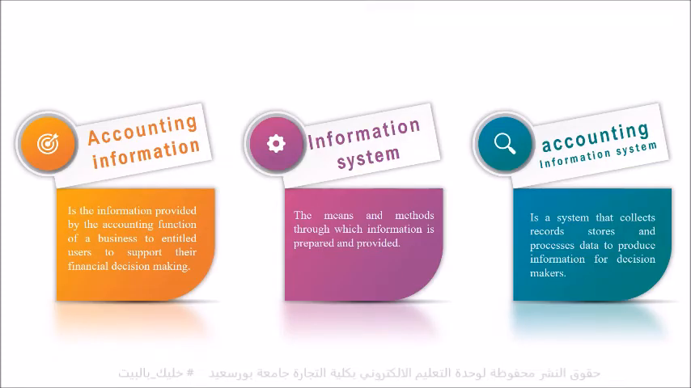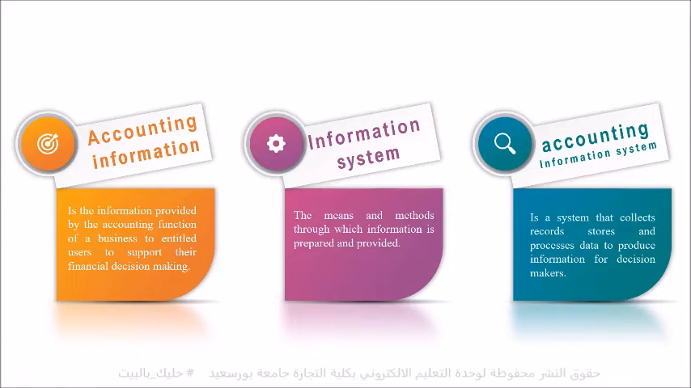Here we have three definitions. The most important definition for this chapter is accounting information system. But before reading it, I will illustrate what accounting information is and what an information system is. Accounting information is the information provided by the accounting function of a business to support users in their financial decision making. Accounting information is what we studied in year 1, which is how to prepare the income statement, balance sheet, and so on.